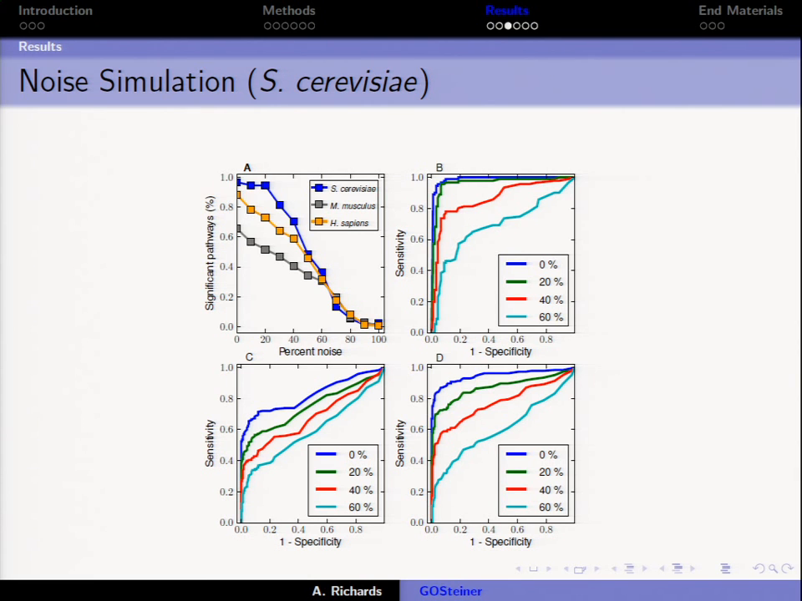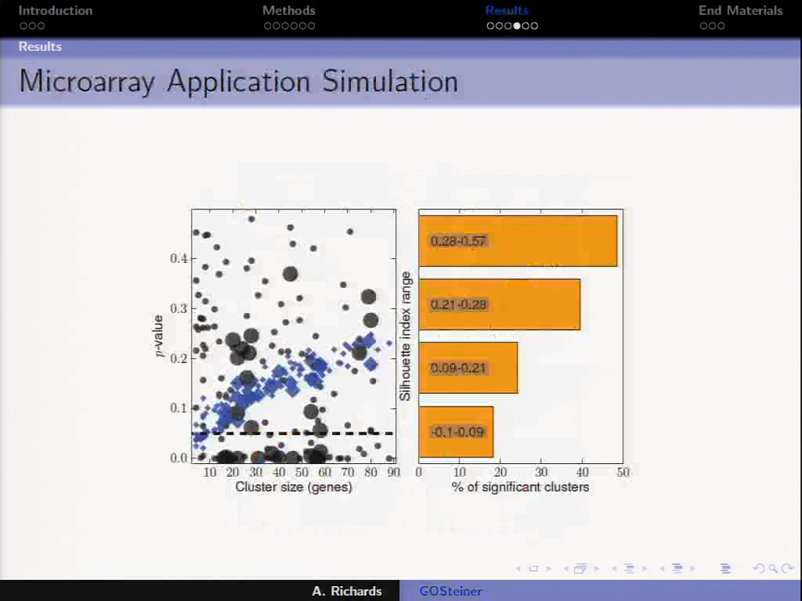So I think that the method is robust to amounts of noise. And if we were to just look at the number of significant pathways as a function of these, the ideal trajectory backwards, we see a little bit of that form, and the cerevisiae performs much better than the other two.